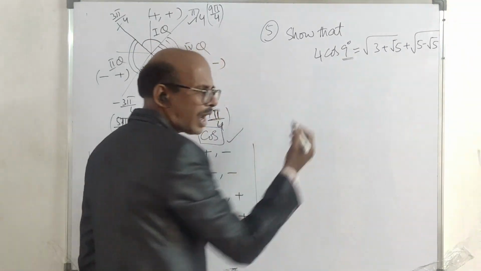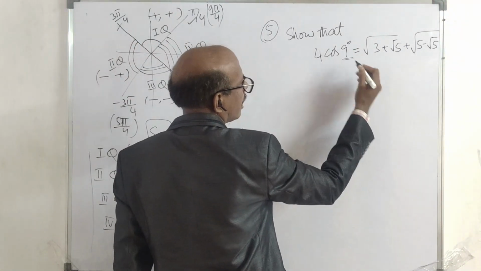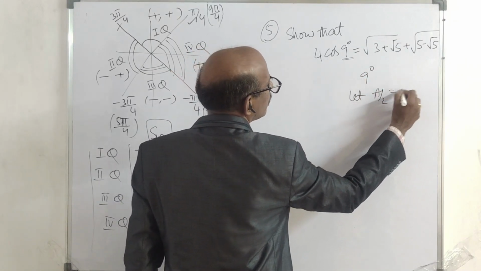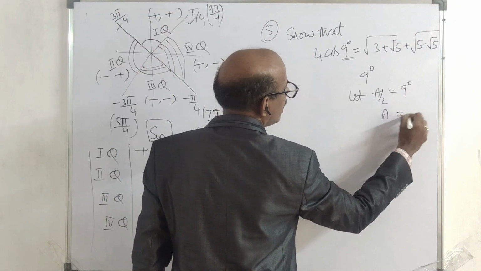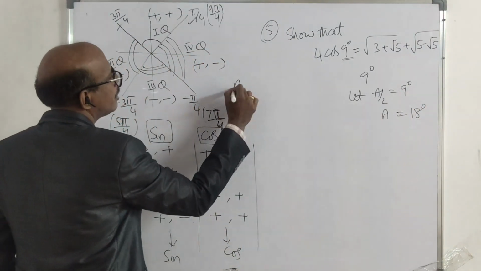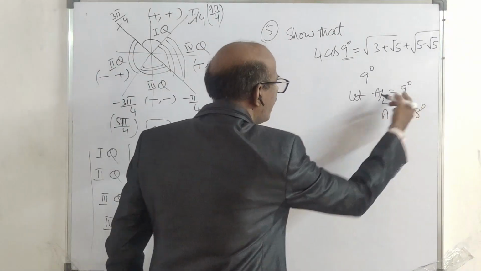If you try by yourself, pause the video and try, otherwise you have to watch again. 9 degrees. So here, let us take a by 2 as 9. So a is 18. I think you understood. In our diagram, this is the limits of a by 2. This will be the boundaries of a by 2. So a by 2 is 9 degrees.